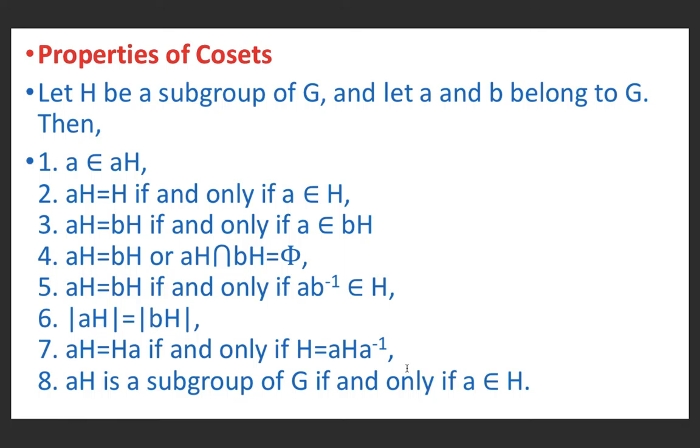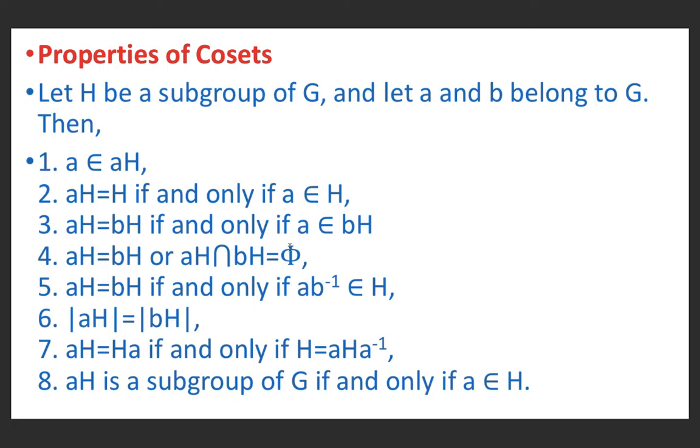The second property says that H absorbs an element if and only if the element belongs to H. It is written AH equal to H if and only if A belongs to H. Now, the third property says AH equal to BH if and only if A belongs to BH. It shows that a left coset of H is uniquely determined by any one of its elements. In particular, any element of a left coset can be used to represent the coset.